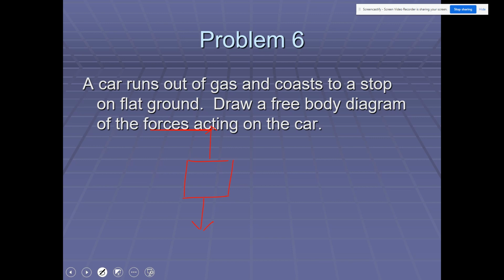Now, he runs out of gas. So if the car is moving in this direction and he runs out of gas, is there a force still going in that direction? No, there's no force going in that direction, but there is a frictional force going in this direction. So this one can be kind of confusing because the actual motion of the car is in this direction. It's rolling forward. But because of the friction going in the opposite direction, it's actually slowing down. So the acceleration is going to be negative.